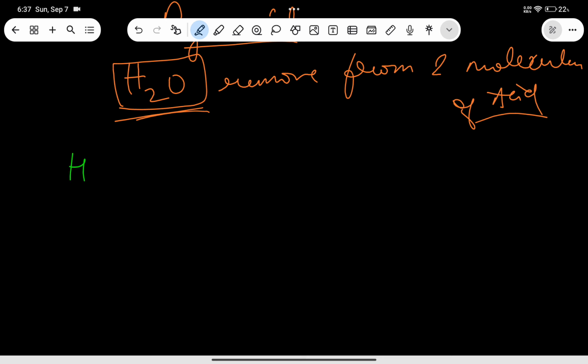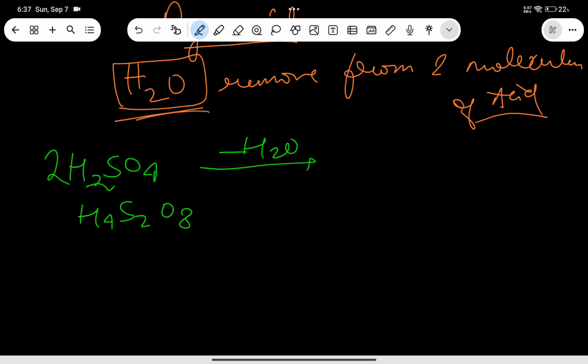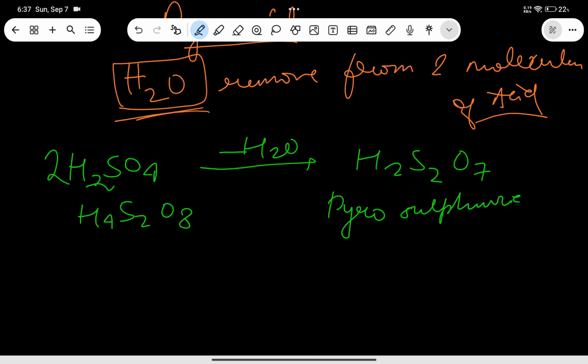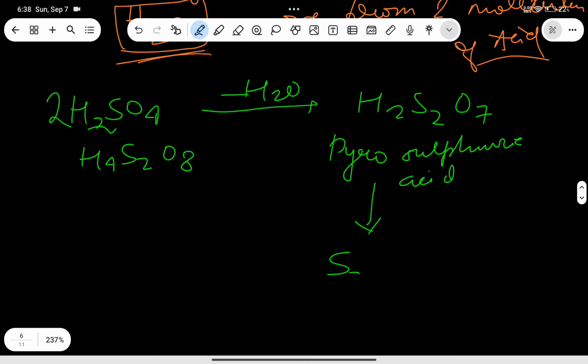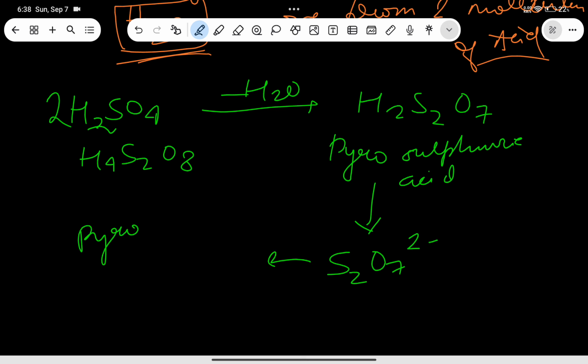Alright, so let's start with sulfuric acid, H2SO4, right? Take 2 molecules of it, remove 1 molecule of water, multiplying by 2 gives 4, 2, 8. So it will be H2S2O7. This will be known as pyrosulfuric acid. The name will be the same, but pyro will be added to differentiate it. And the anion that would be formed from this would be S2O7 2 minus, and this anion will be called the pyrosulfate anion.